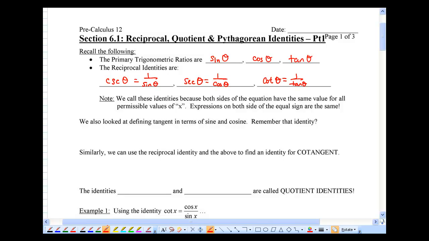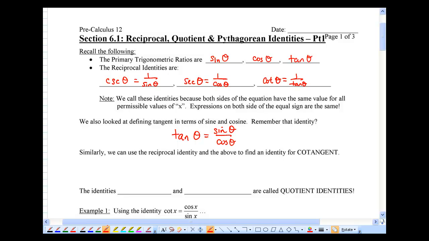I'm calling them identities now because both sides of the equation have the same value for all the permissible values of x. The expressions on both sides of the equal sign are the same. So cotangent theta is equal to 1 over tangent theta. They're the same. Remember how we used to define tangent in terms of sine and cos? Remember that identity? If you do, write it down. Tangent theta was equal to, any guesses out there? Yeah, sine theta over cosine theta.